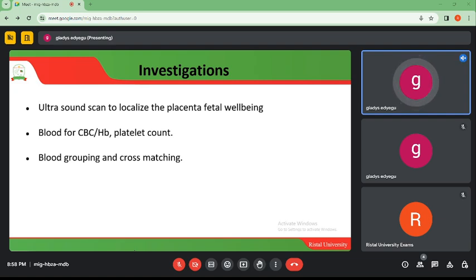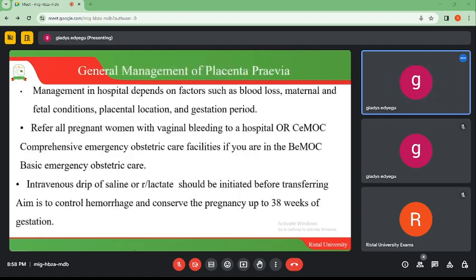Blood grouping can be done during antenatal care, and it is one of the baseline investigations that you are supposed to do as a health worker when your mother comes to attend antenatal. So these investigations are very key and very important when you're managing these mothers when they come to you bleeding and you suspect placenta previa.